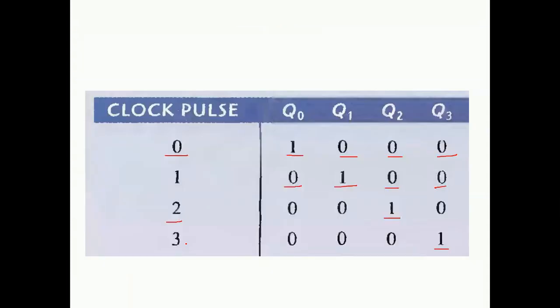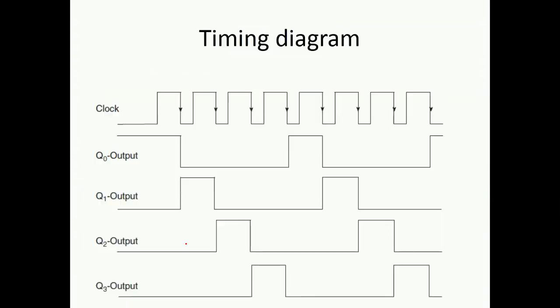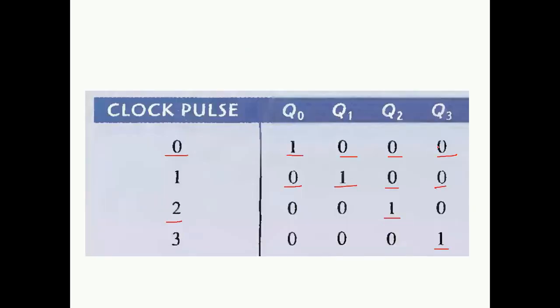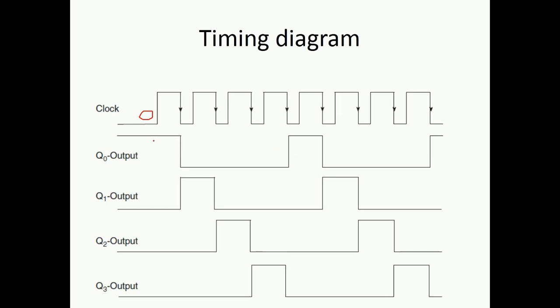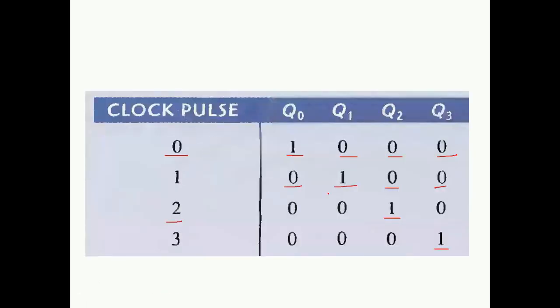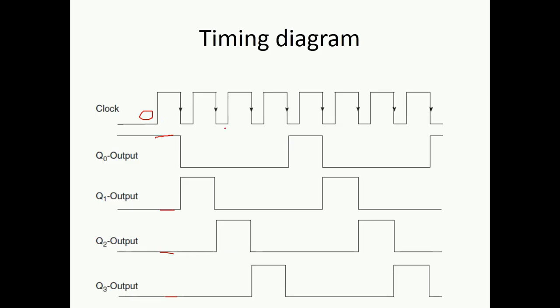So this is the counting table. The last is the timing diagram. In this case, first of all, when the clock is 0, you can see over here, Q0 is 1, remaining all the outputs are 0. For the first clock cycle, we have 0, 1, 0, 0. In the same manner, you can just draw the timing diagram for the remaining clock pulses as well.